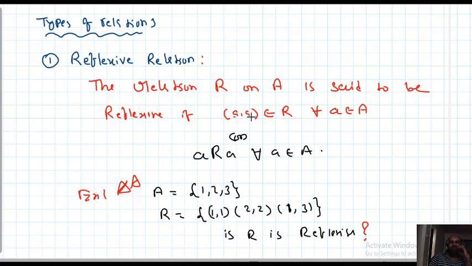A should be paired with A only, for every A belonging to A. 1 should be paired with 1. Okay. 2 should be paired with 2. Okay. 3 should be paired with 3. Not there. No. 3 should pair with 3, but that element is not there. That's why the given relation is not a reflexive relation. In this way, you can check now.